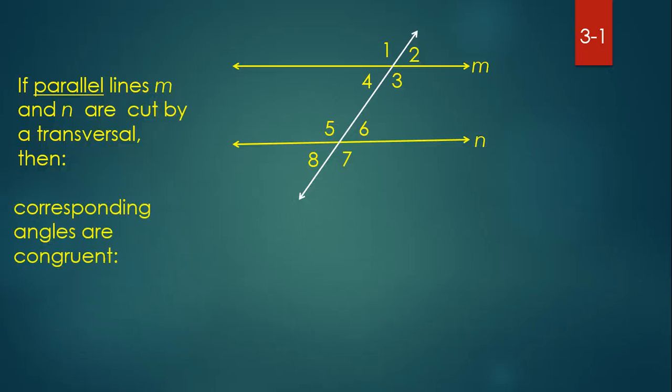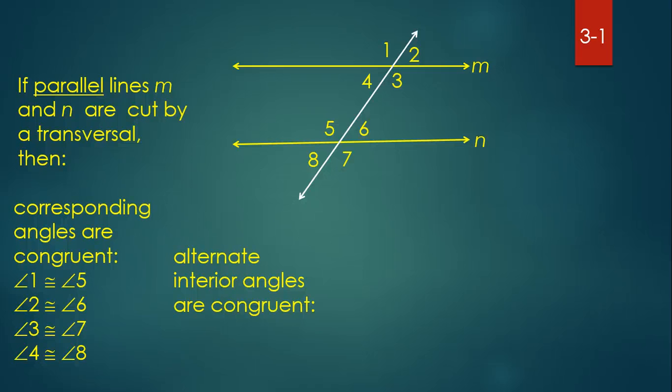We can say then that the corresponding angles in this picture must be congruent because we have parallel lines cut by the transversal. So we know that angle 1 and angle 5 are congruent, angles 2 and 6 are congruent, angles 3 and 7 are congruent, and angles 4 and 8 must be congruent because they are all corresponding angles created by crossing parallel lines with a transversal.